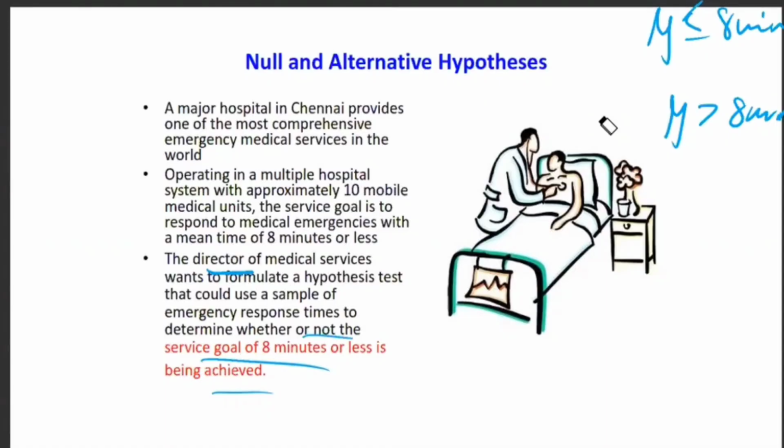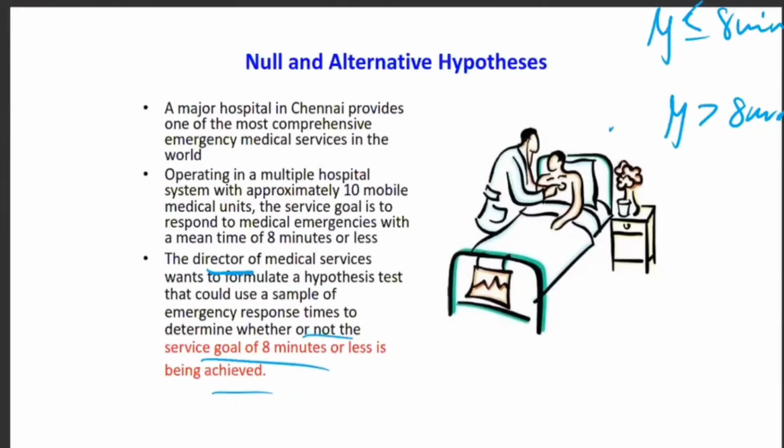So when will he take action? With respect to more than 8 minutes, if the service goal is not being achieved, he will identify the drawbacks and fix them. Either he will increase the number of medical units or the number of ambulances, or something else. He will take some kind of action when the goal is not achieved.